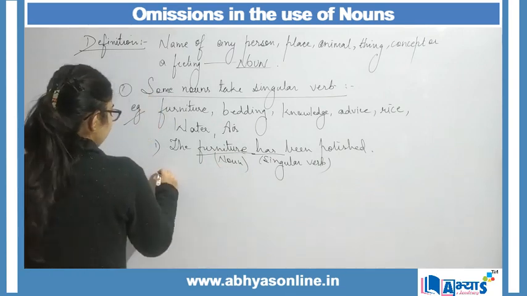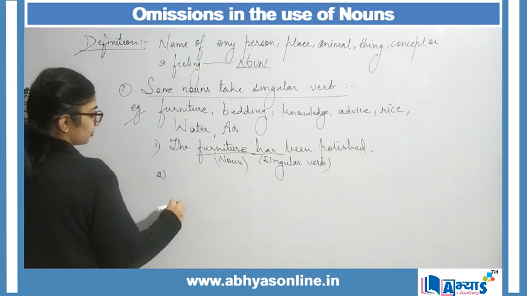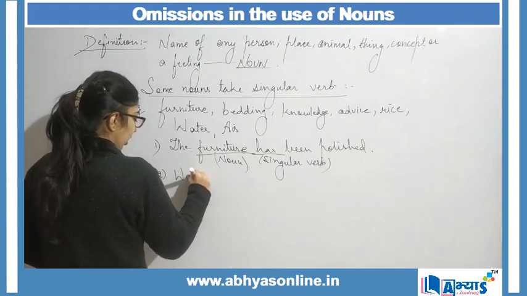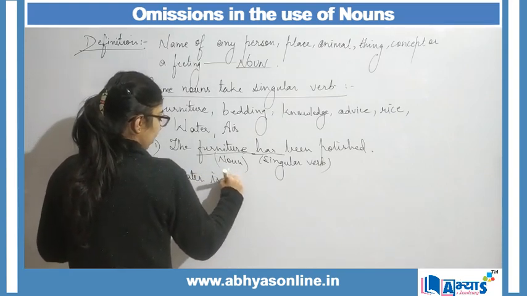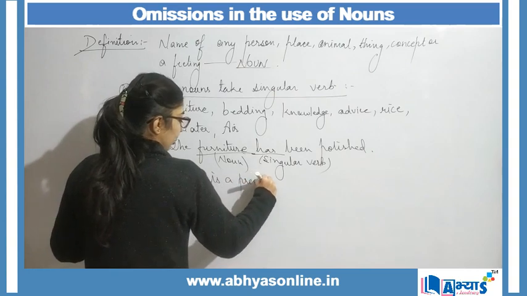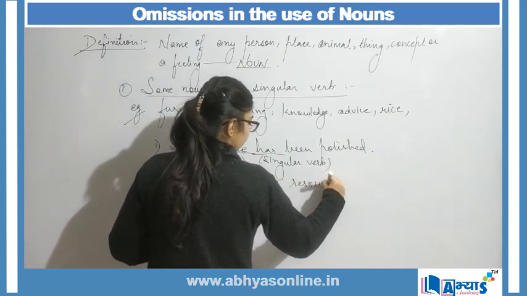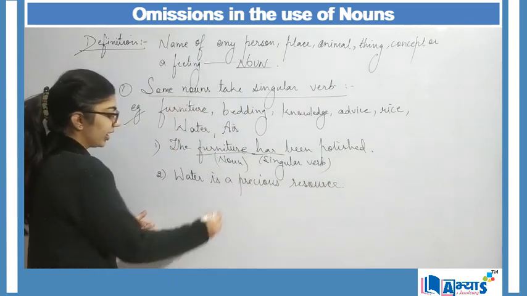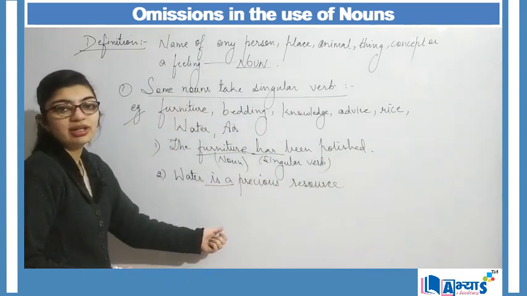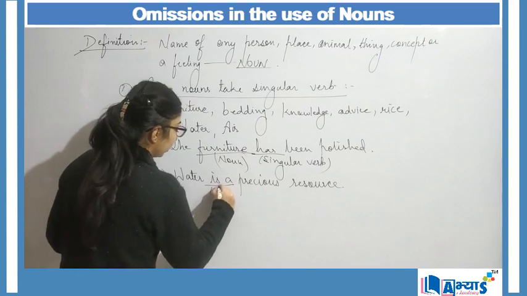Then the next example can be: water is a precious resource. When I'm saying water is a precious resource, here is is my singular verb.